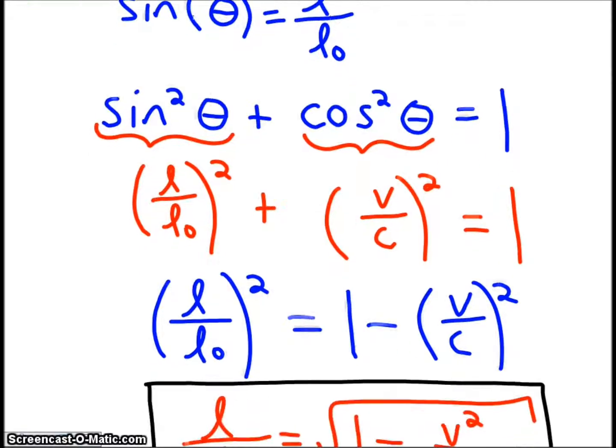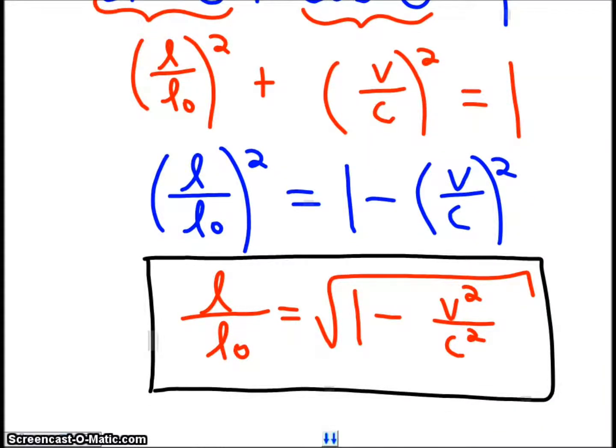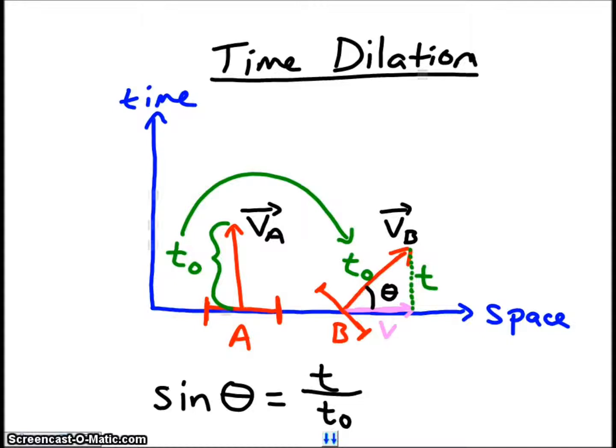And we'll subtract the (v divided by c) squared to the other side and take the square root of both sides, and we get that L divided by L sub 0 is equal to the square root of 1 minus v squared over c squared. And this is length contraction. So this is the formula for length contraction. And you can also similarly get time dilation from this scenario as well.